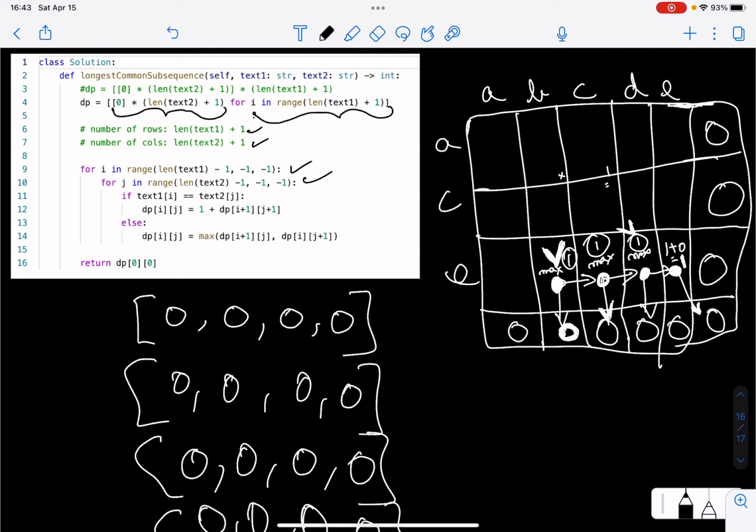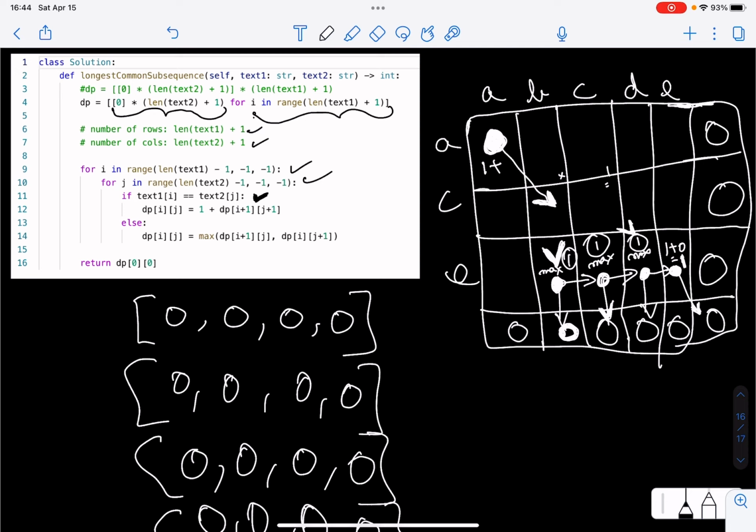So for a given i and j, we want to compare which character it is. Let's say we are at this particular location over here. For this location, we want to compare is b equal to c, or if we are at this location, we want to compare is a equal to a. So if a is equal to a, then what would be the value at this location? It'll be 1 plus whatever the value is at its diagonal, right over here.